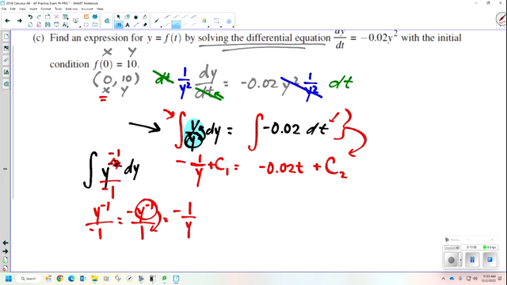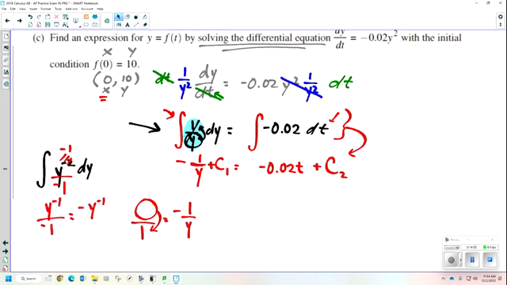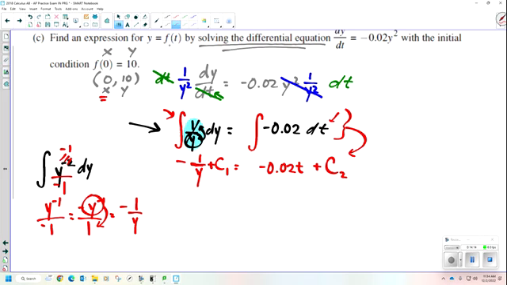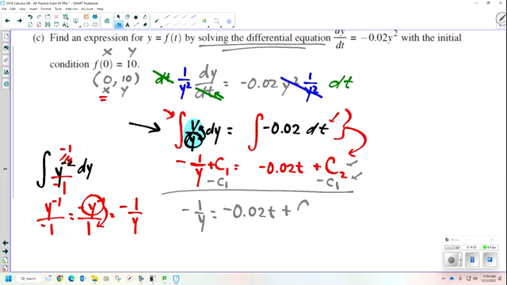So what I need to do is isolate this y and make it so there's one constant. Let's subtract c1 on both sides. Negative 1 over y equals negative 0.02t plus. If I have a constant and I take away another constant, it's still going to remain a constant.